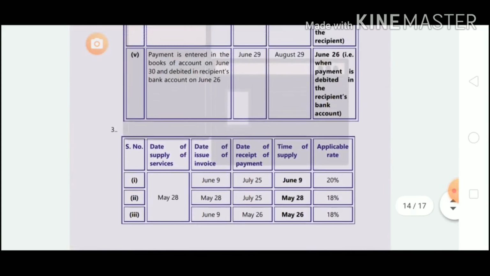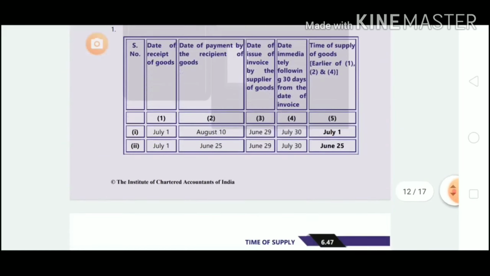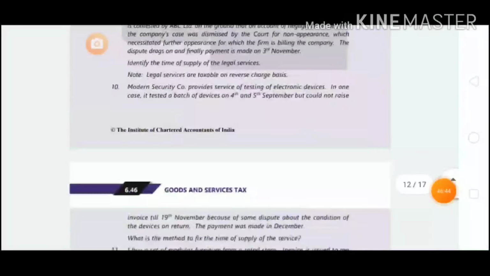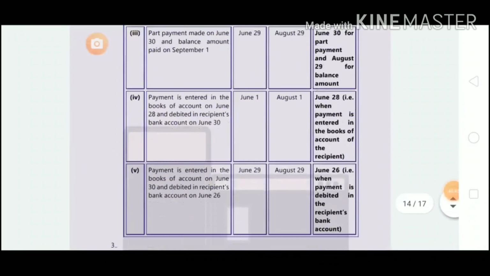Date of invoice or payment. Yeah, let's do from the question only, solution only. Just remember that date, June 1.